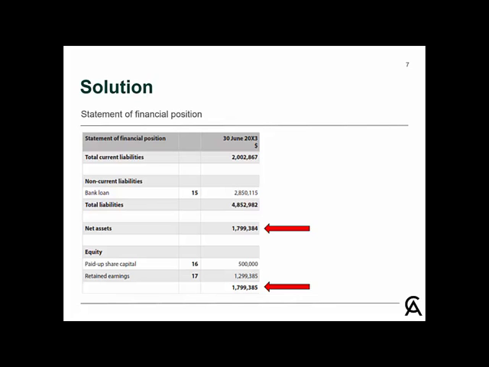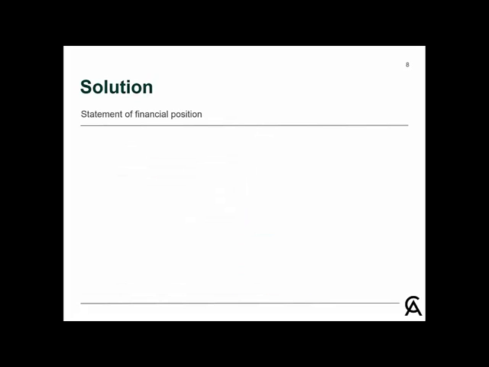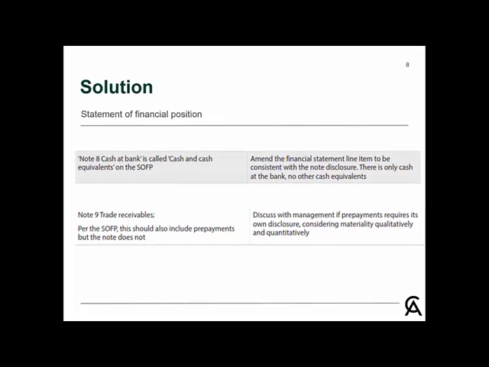So as we know, the next thing to do is then look at the balance sheet notes and check for any inconsistencies. Similar to what we did a couple of slides back, the same exercise can now be done for the balance sheet, where we try and identify inconsistencies between the notes and the primary statement itself. On screen here, you can see how some inconsistencies have arisen and the proposed course of action. For example, Note 8, cash and bank, is called cash and cash equivalents on the balance sheet. Similarly, in Note 9, trade receivables, per the balance sheet, this should also include prepayments, but the note does not include this. So whilst these might seem quite obvious, there are some instances where the mistake or inconsistency is not so obvious. So let's take a look at what these might be.